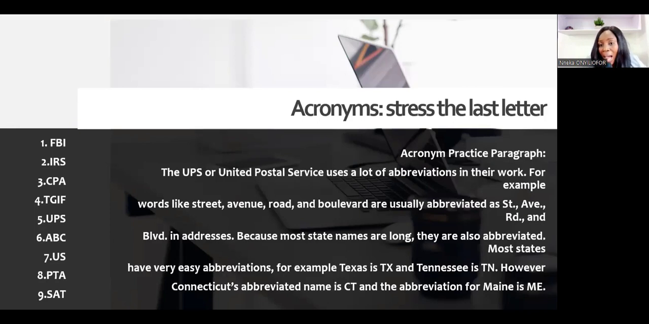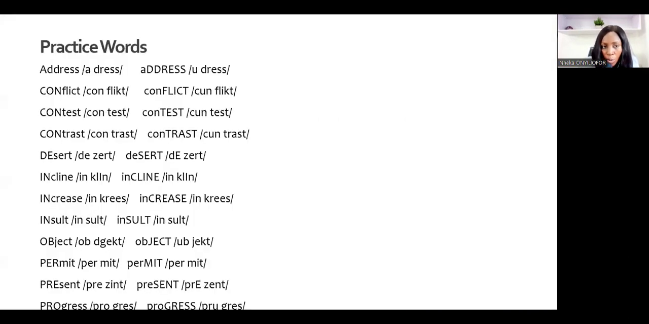Now it's time to stress acronyms. When you want to stress an acronym, the rule says stress the last letter. For instance, in FBI, IRS, CPA, TGIF, UPS, ABC, US, PTA, SAT. So you don't say FBI or IRS. You have to stress the last letter to make it have the reading it's supposed to have.